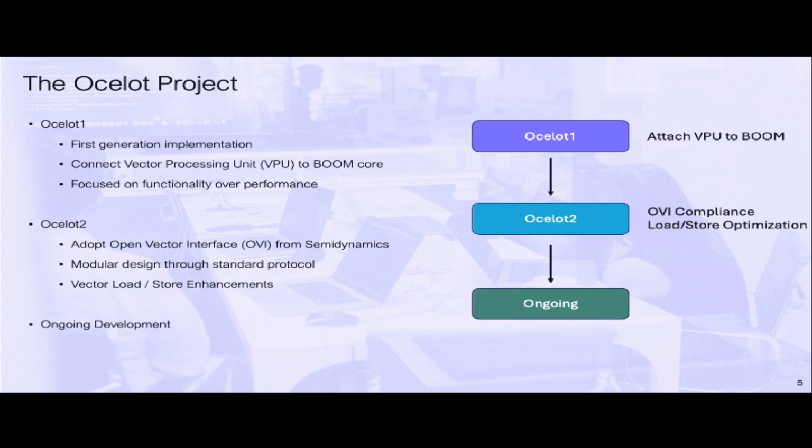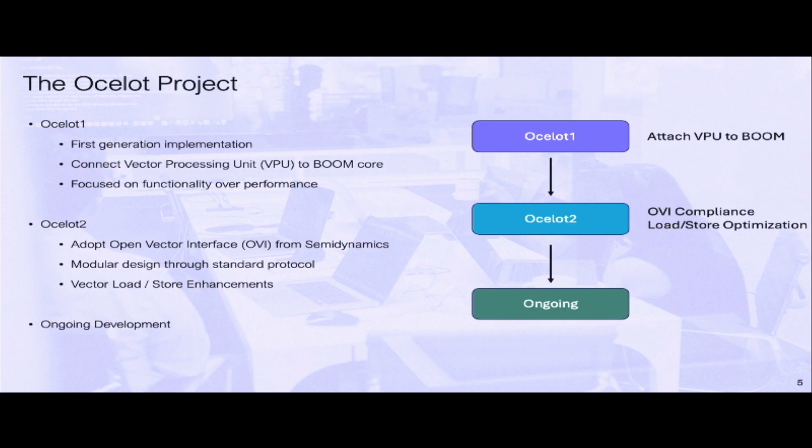The Ocelot project has evolved significantly over time. What began as a tightly coupled prototype has grown into a much more modular and standards-aligned vector processing system. The first version, Ocelot 1, was the initial proof of concept. The goal was simple: get vector support working on Boom.